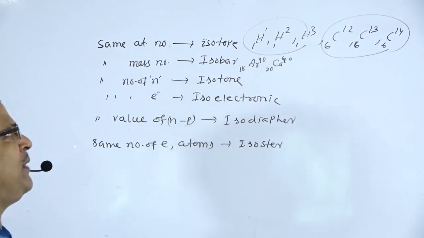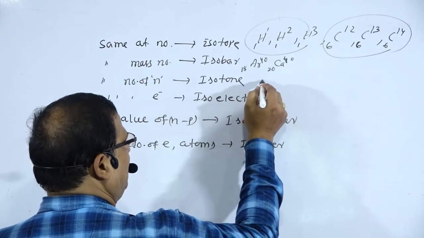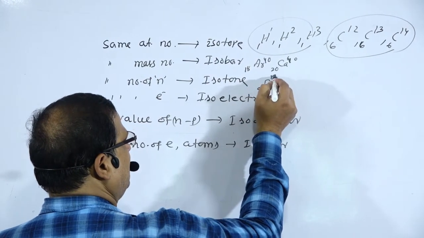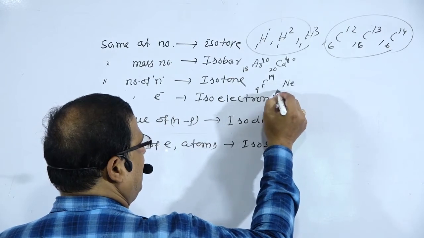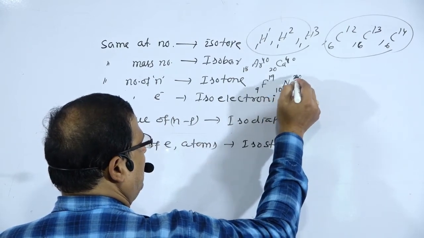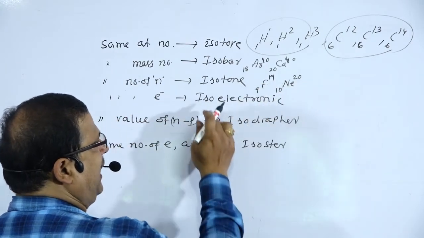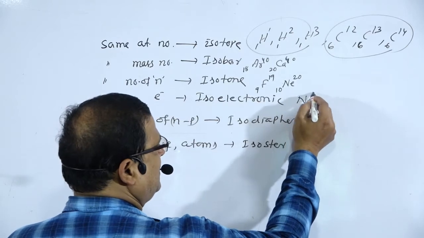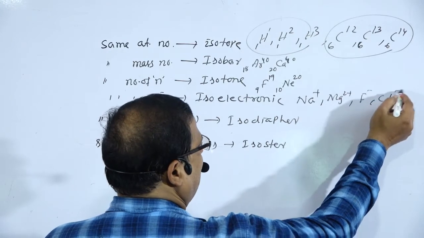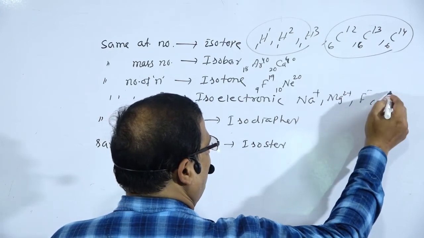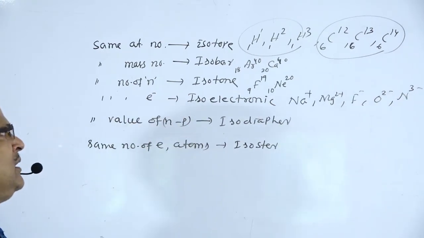That is isobar. Isotone, that is having the same number of neutrons, that is fluorine 9-19, or neon 10-20: 19 minus 9 is 10, 20 minus 10 is 10. Isoelectronic: Na plus, Mg2 plus, F minus, O2 minus, N3 minus, etc. Already we have explained all these examples.